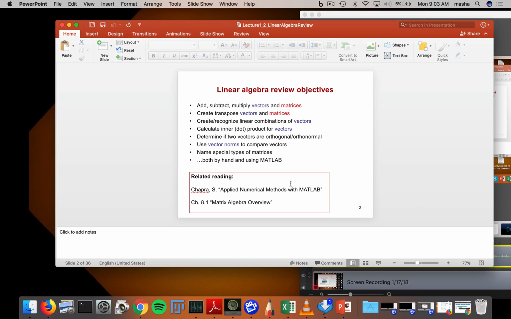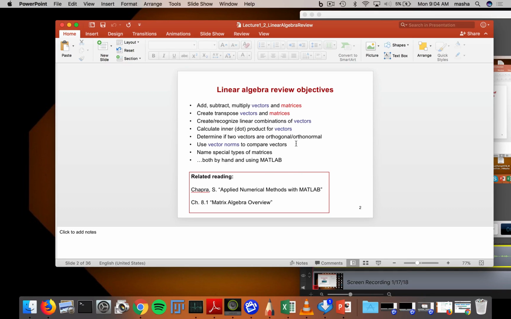And then also what we already went over in this video was the linear combinations of vectors, dot product of vectors, determining whether two vectors are orthogonal, using vector norms, and so forth. Was there any concept from the video that I should go over again? Dot product is okay? Okay.